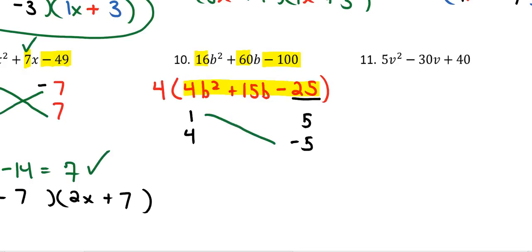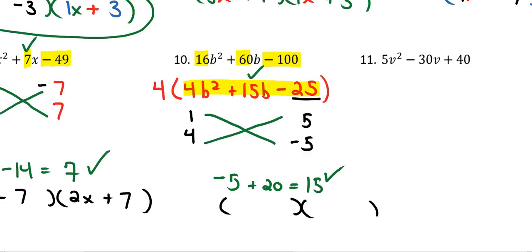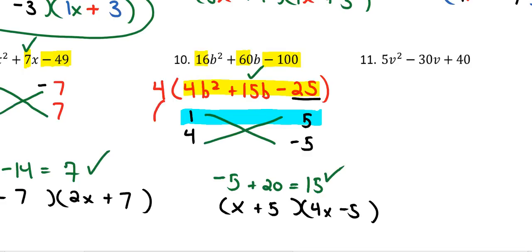That gives me negative 5, that gives me positive 20, and that gives me positive 15, which does indeed match this middle term. So I can just jump to the final answer here. 2 sets of brackets. Then I go horizontally across. This would be x plus 5 and 4x minus 5, and finally this red 4 just tags along on the outside there, and that's your final answer.